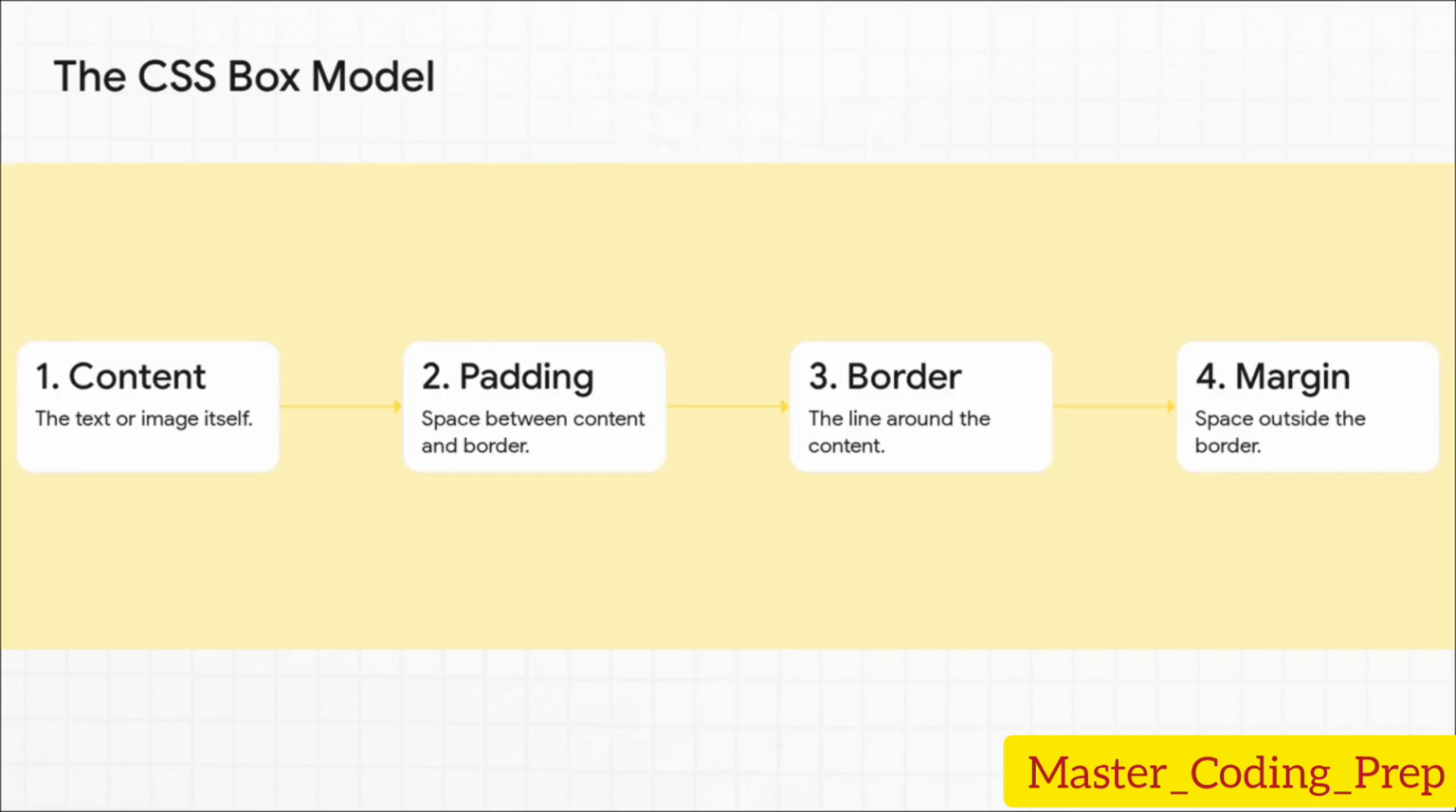It's called the box model. Basically, every single element on a web page is treated like it's inside a box. Right at the center, you have your content, your text or image. Around that, you have padding, which is like bubble wrap inside the box. Then you have the border, which is the actual edge of the box itself. And finally, there's the margin, which is the empty space outside the box that pushes other elements away.